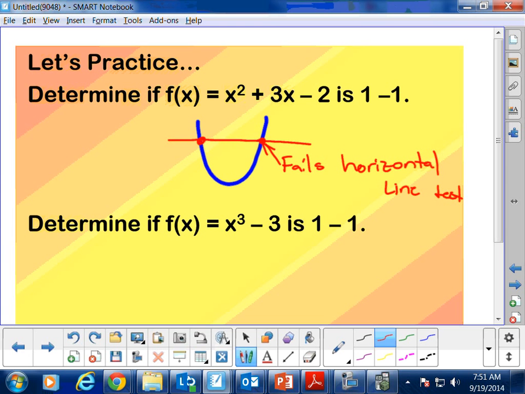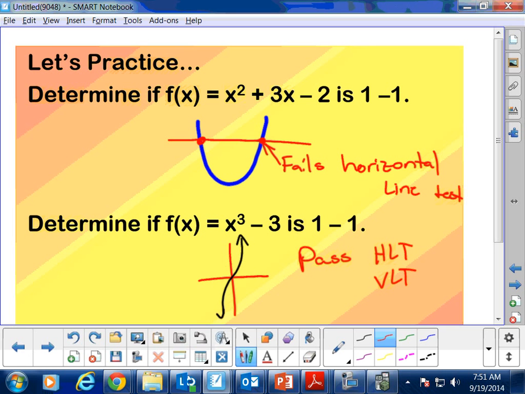And for the cube function, I'm going to draw a little X there. Oops, make sure that does not look like a nice cube there, actually, because it should be shifting off that way. Let's go ahead and just say passes. Horizontal line test, vertical line test. Passes both.